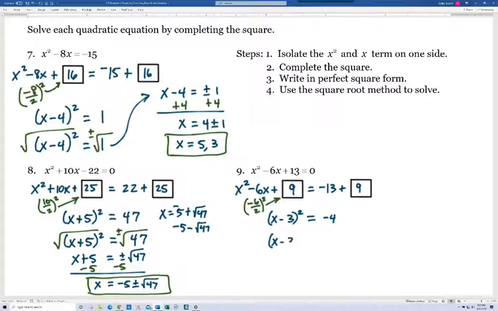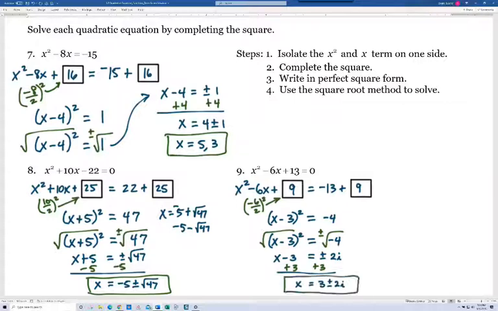Okay, so let me rewrite this, and let's take the square root of both sides. On the left, of course, we'll get x minus 3. What about the right? Remember, if we're taking the square root of a negative number, that's going to be imaginary. You should end up getting x minus 3 is equal to plus or minus 2i here. We'll add 3 to both sides, and so we get x is equal to 3 plus or minus 2i.